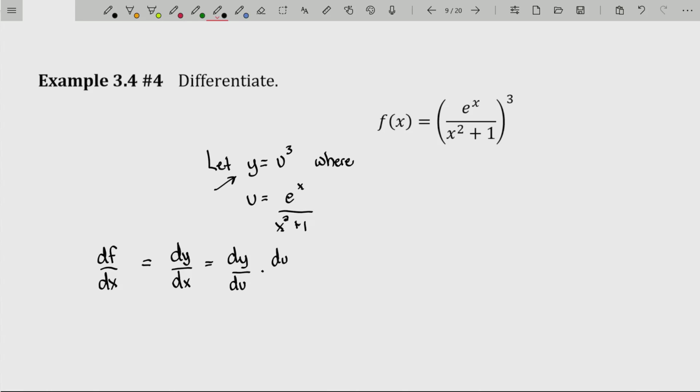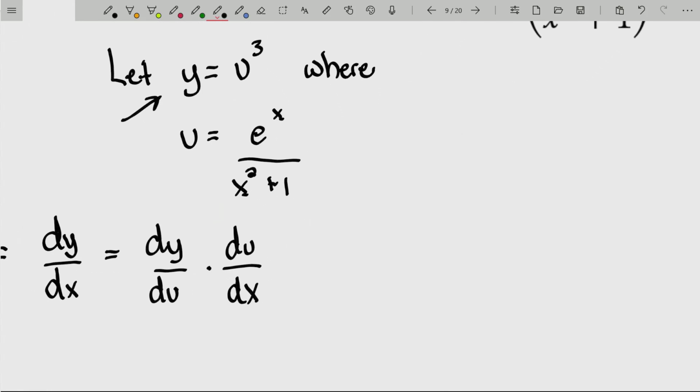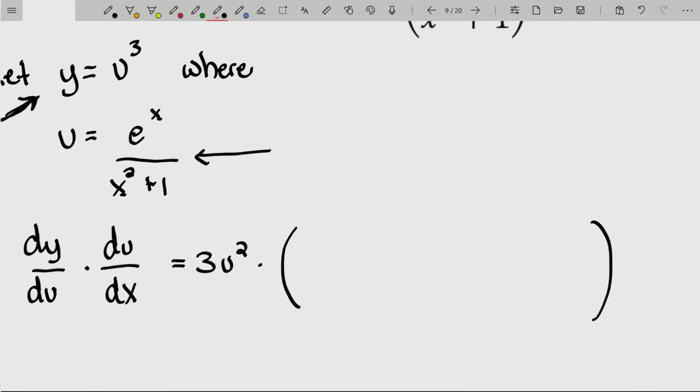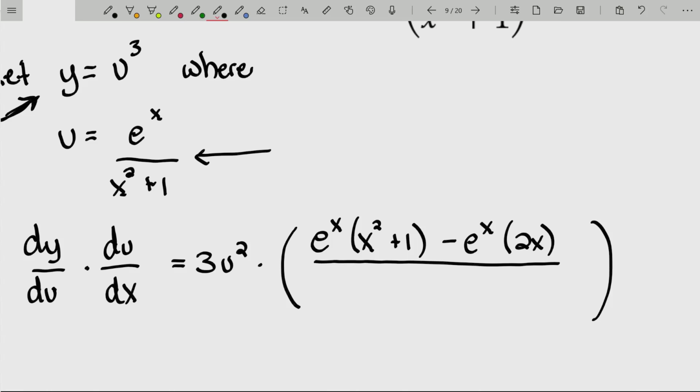And u is a function of x. Now I like this problem because it involves previous material, so they get more complex as you move forward. The derivative of y with respect to u is 3u squared times the derivative of u with respect to x, which is a quotient rule. The derivative of the numerator is e to the x times the denominator, which is x squared plus 1, minus the numerator times the derivative of the denominator, which is 2x, all over that denominator squared.